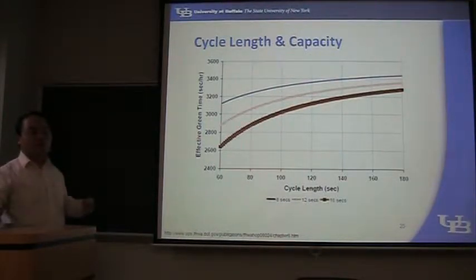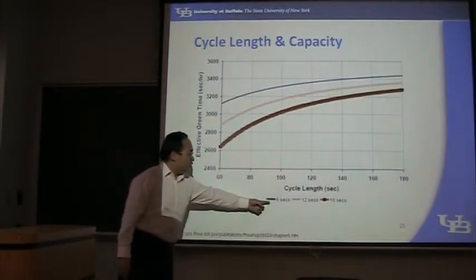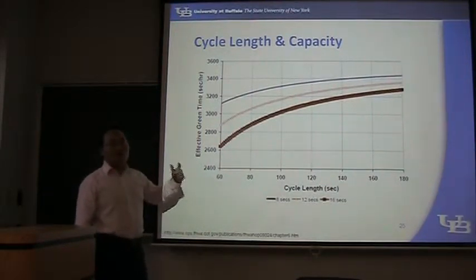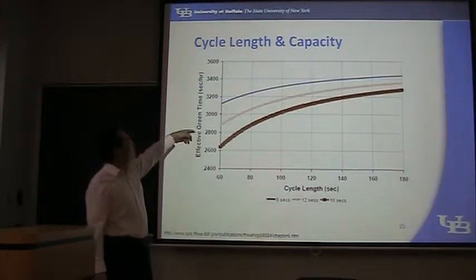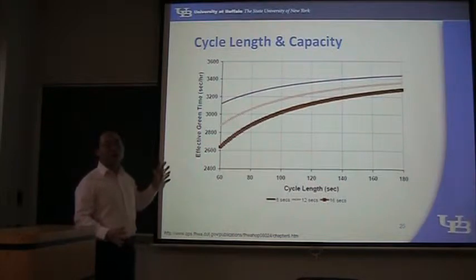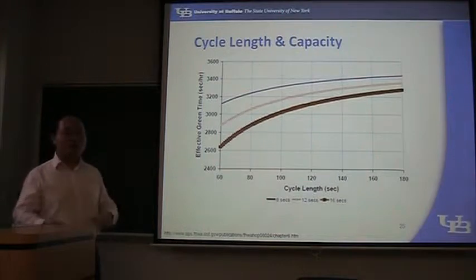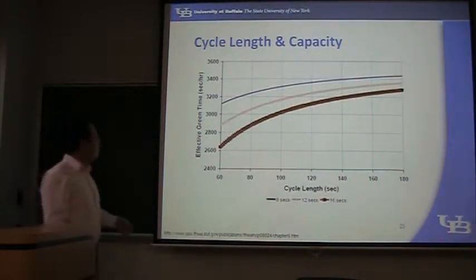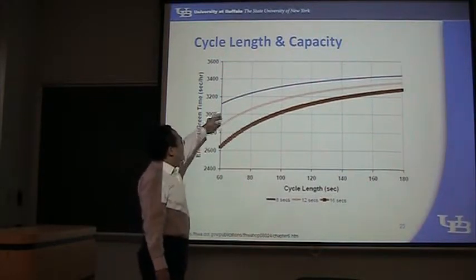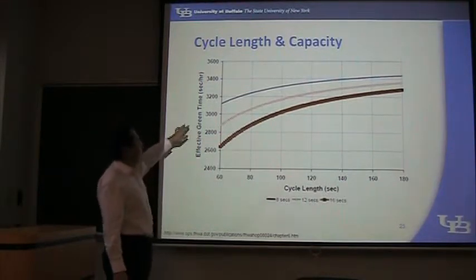If you have a longer cycle length with a certain number of phases, you are going to lose fewer seconds. For example, if we lose 8 seconds within a cycle, then with the cycle length increasing, we are going to get more effective green time in an hour. So this directly means when you change the phase more frequently, you are going to lose more time. So these are 3 lines representing the cycle length versus effective green time.